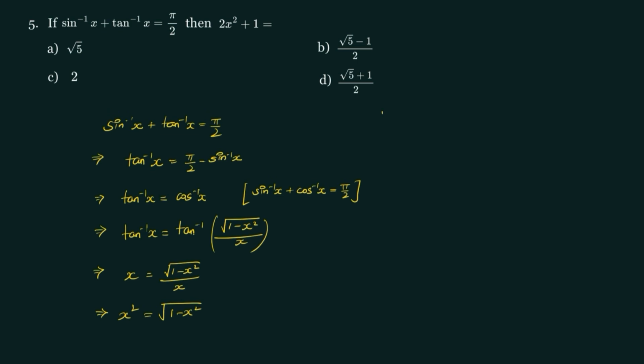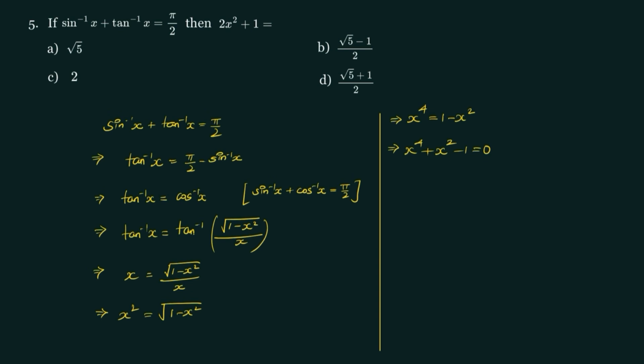Now let us square both sides. Then squaring both sides we will get x to the power 4 equals 1 minus x square. Let us take all the terms on the left hand side, and it will be x to the power 4 plus x square minus 1 equals 0. Now let us try to solve this biquadratic equation with the help of Sridhara Acharya's formula, and here my variable would be x square. So the values of a, b and c are 1, 1 and minus 1 here.